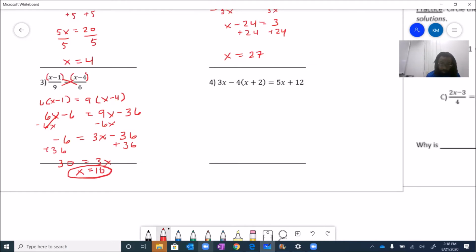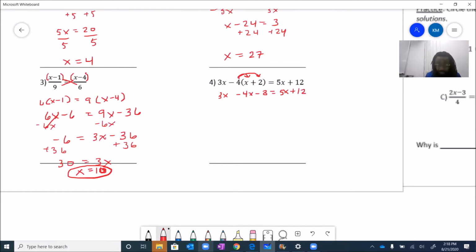That is a 10. Okay, and now on the other side, so we got some multi-step happening, and we've already kind of done multi-step. Kind of goes with the territory when you're doing variables on both sides. Hopefully now you guys are getting really used to this process. So I distribute this -4, so I should have -4x minus 8 equals 5x plus 12.